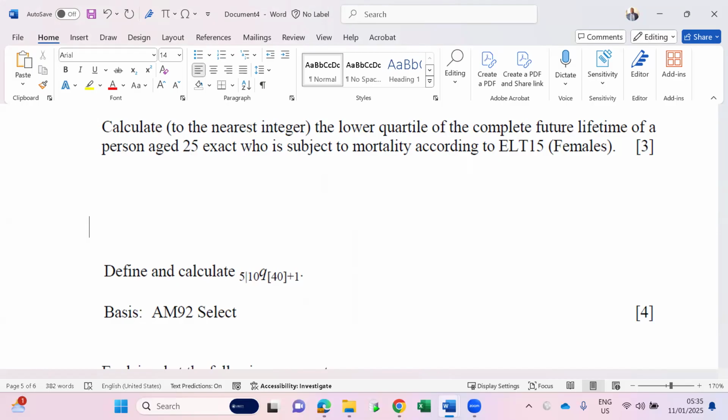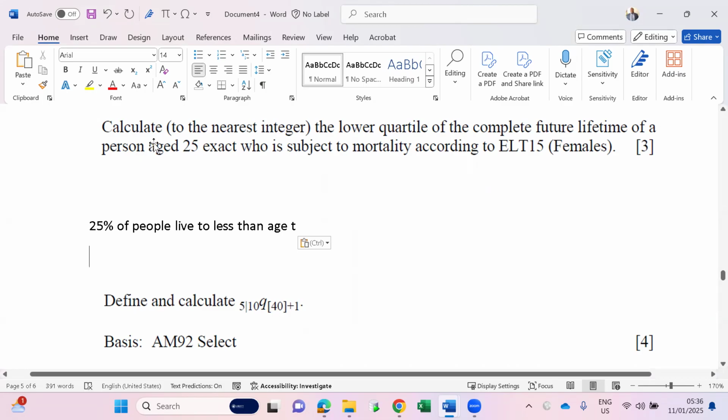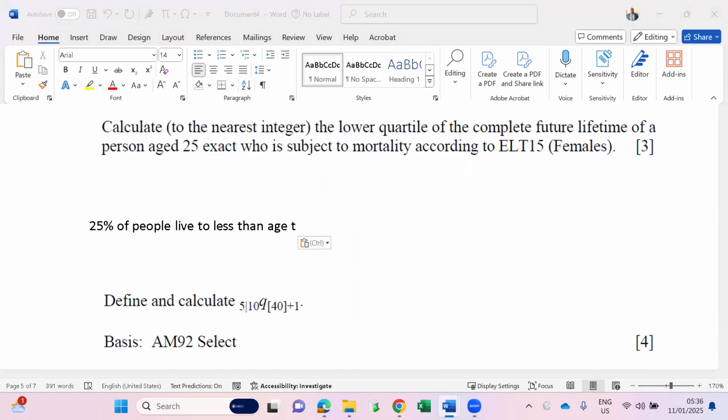So the lower quartile is like what? The lower quarter, or the lowest 25%, right? So we're saying 25% of people live less than a particular age. So we are saying that 25% of people need to live to this age t. So we're trying to find this age that the lowest 25% of people live to, right? So we'll say tqx is equal to 0.25.